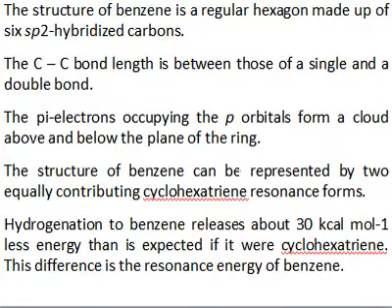Since benzene is conjugated and has delocalization, benzene can be represented by different contributing structures of cyclohexatriene, but cyclohexatriene is not actual benzene; it's just a way to represent the structure of benzene, right? And we have also seen that hydrogenation of benzene releases about 30 kilocalories per mole less energy than if it were cyclohexatriene. So this difference in energy of hydrogenation between benzene and cyclohexatriene is known as the resonance energy of benzene.